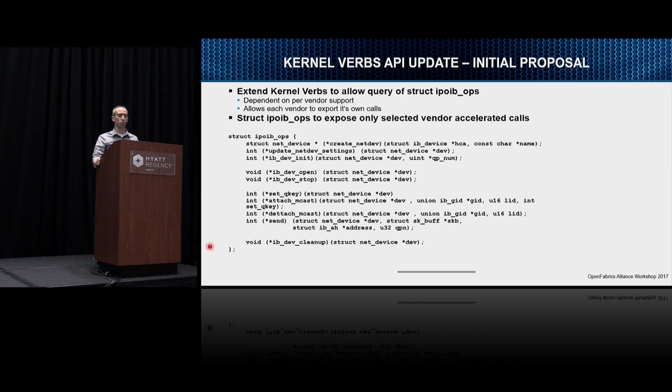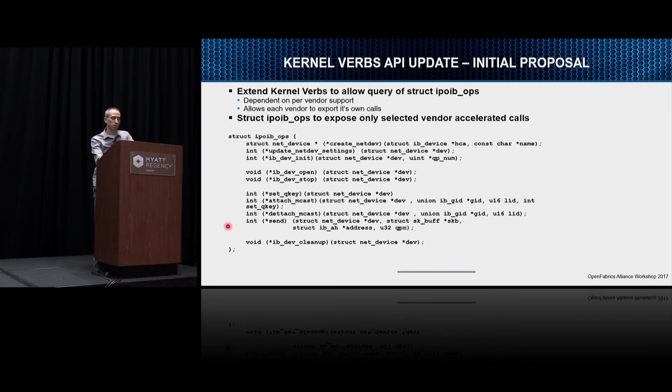Okay, so how do we propose to allow the ULP acceleration? The initial proposal was to extend the kernel verbs to allow a single query to a structure called IP over IB operations. Those operations, as detailed here, include what is necessary for optimizing the data path. So we had to have some init and open and stop calls, so we can allocate or release the hardware-specific resources. There's the multicast handling that needs to be done because in the enhanced case, we manage the queues, we manage the underlying so-called QP of the IP over IB, and we need the send operation.